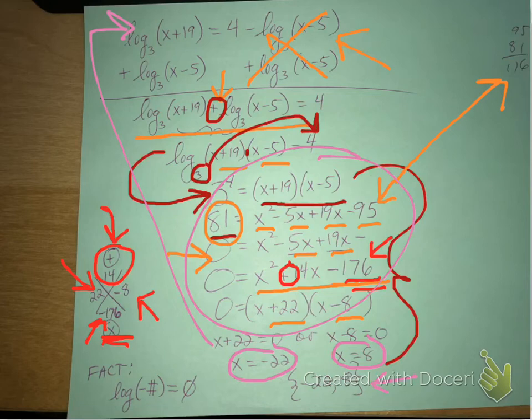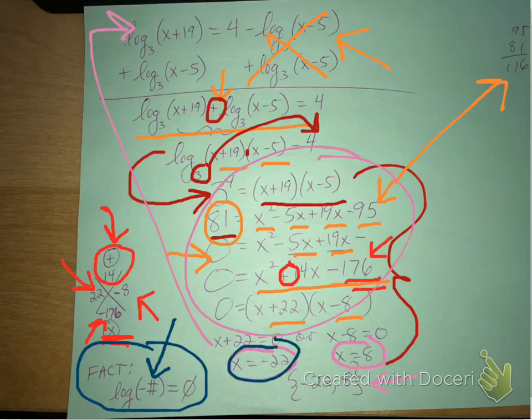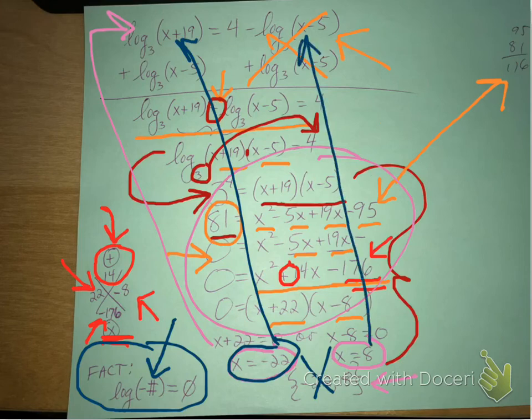And here is the plot twist. In the lower left-hand corner, this is a fact you need to know. The logarithm of any negative number is undefined. Notice when I take the negative 22 and I plug it into the original problem, negative 22 plus 19 is a negative 3. Log of a negative 3 is bad. So we take this solution and put it in the trash can. It doesn't work. If you take the 8 and you plug it in here, you end up getting a log of a positive number, which is okay. So the only solution we have is the 8. We're going to keep that. That will be our solution set.